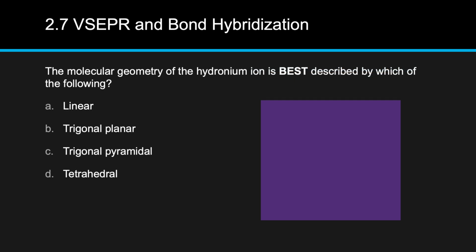The molecular geometry of the hydronium ion is best described by which of the following? So hydronium is H3O+, which means I have an oxygen in the middle. I have 3 hydrogens connected to that oxygen, and then I'm going to need an octet around oxygen, so I'm going to put a lone pair on oxygen.